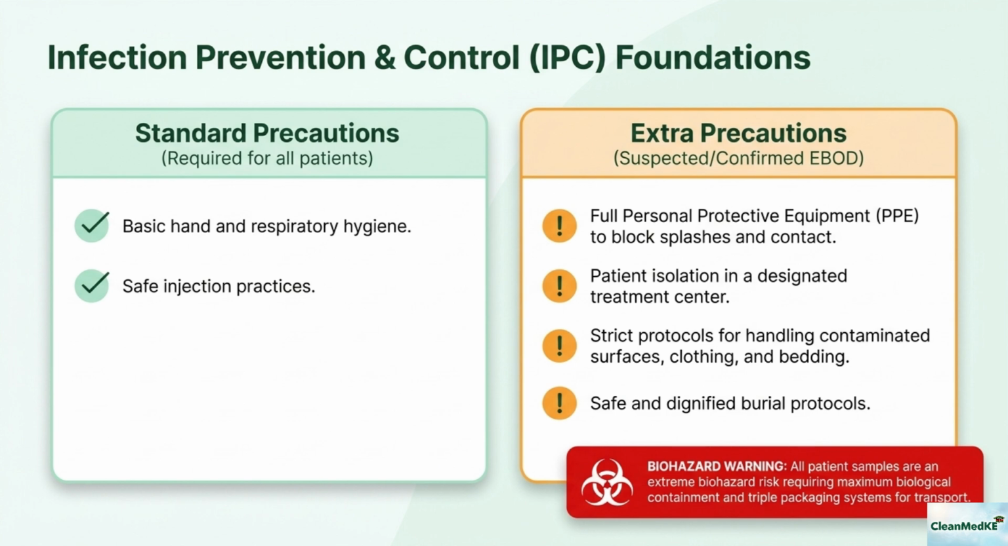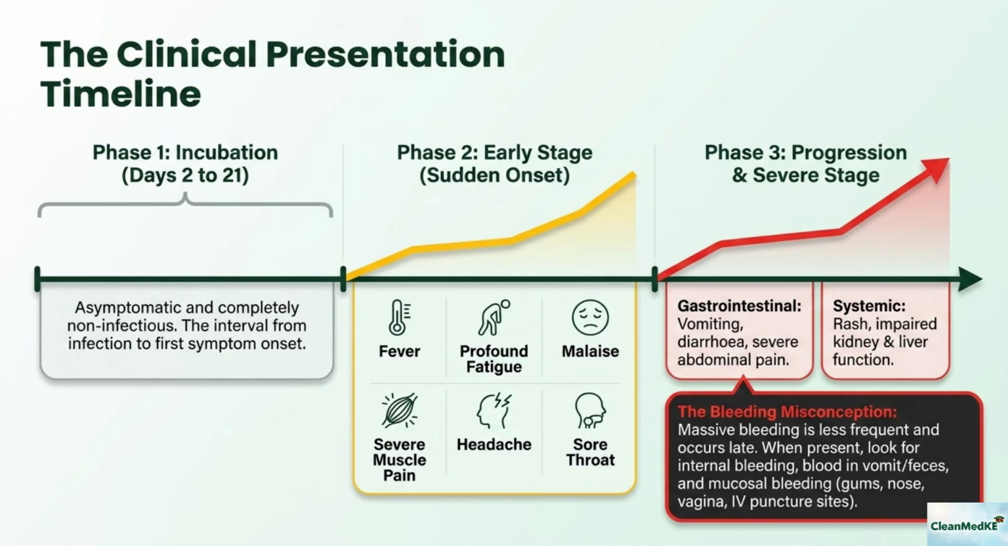There is also a critical biohazard warning. Every patient sample is an extreme risk. Labs must use maximum biological containment and triple packaging systems for any transport to ensure the safety of the staff and the public. Recognizing the stages of the disease is key to triage.